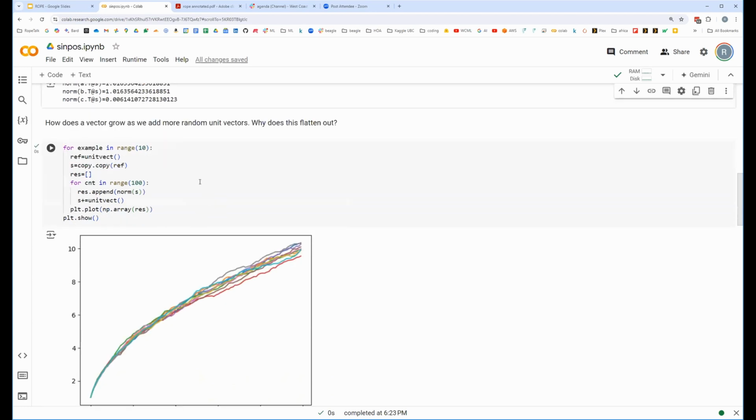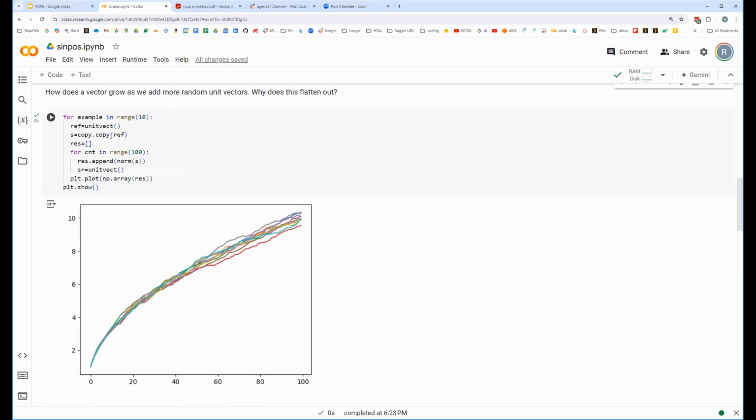And let's see. I was just adding more and more, up to 100 vectors, random unit vectors from the unit hypersphere. Just adding them and then seeing what the sum looks like. I couldn't explain this roll off. The more I add, the less it's growing. Does that intuition work for anybody?